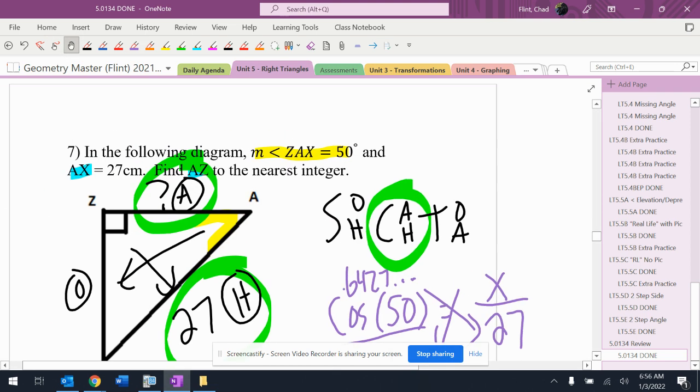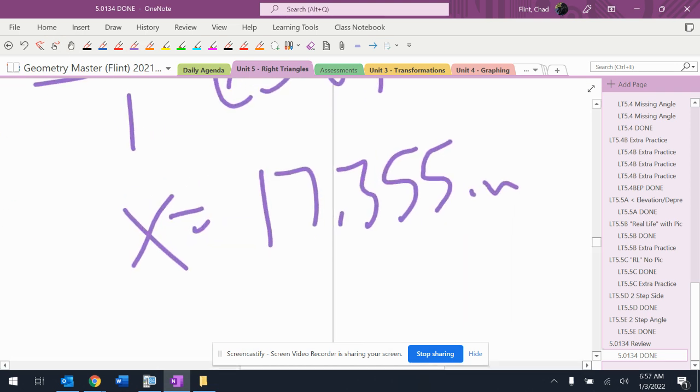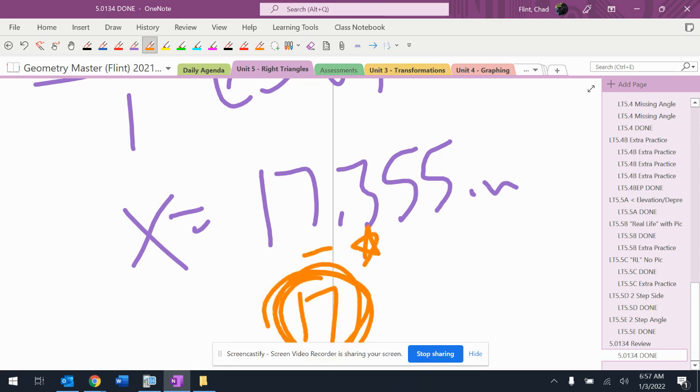And then I'm going to look. It says nearest integer. That means no decimals. So round to the nearest integer is just 17.